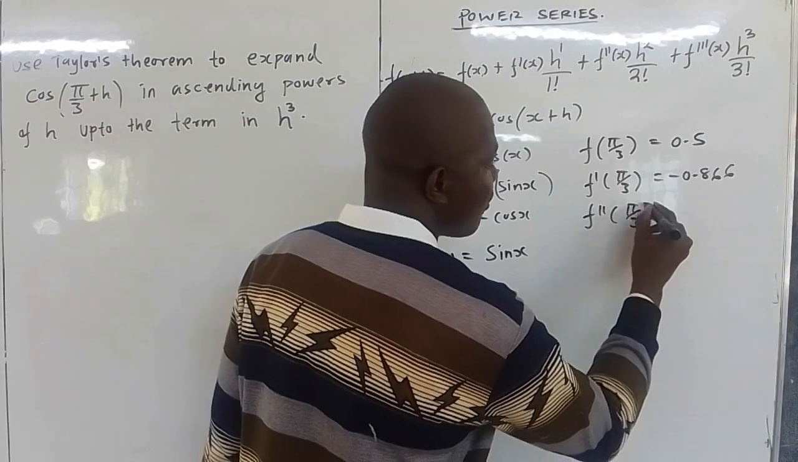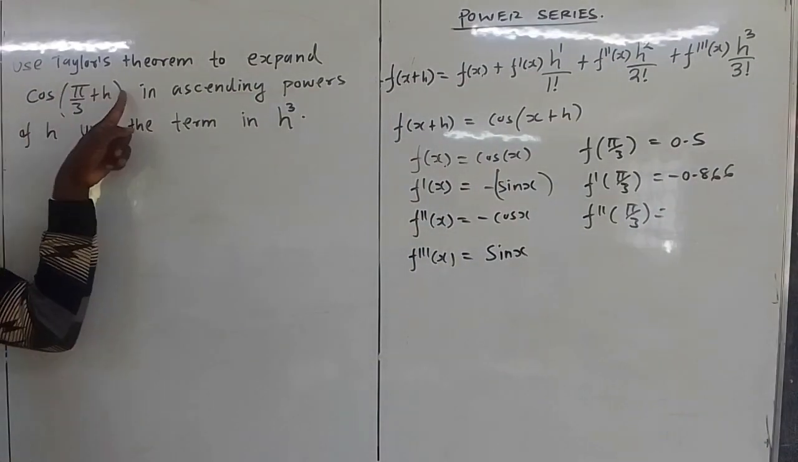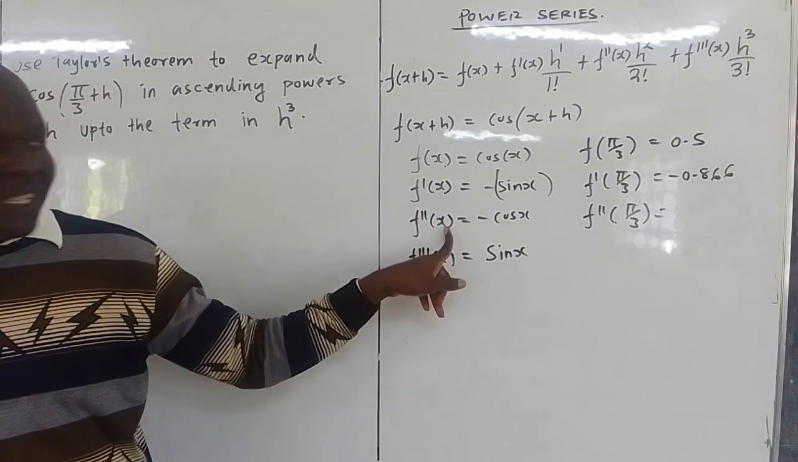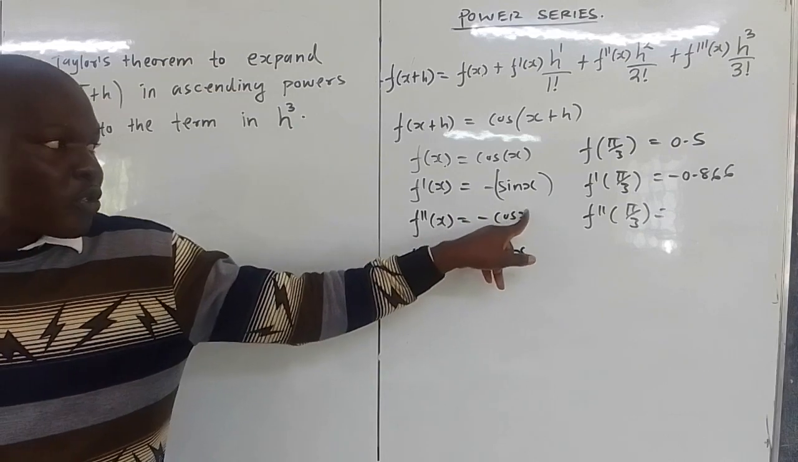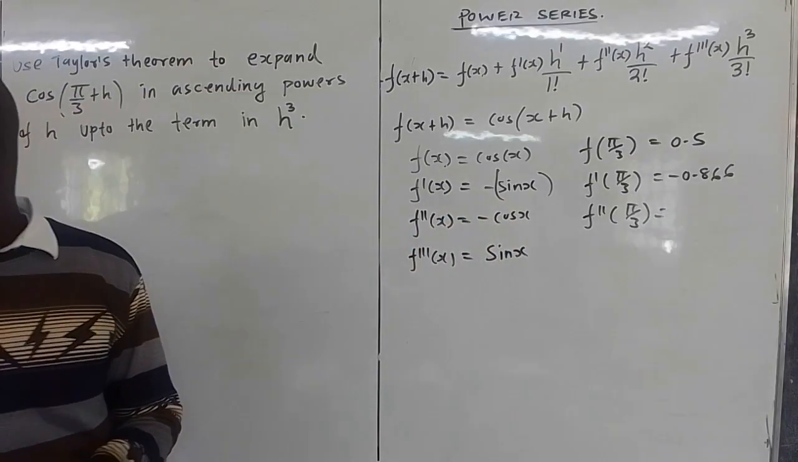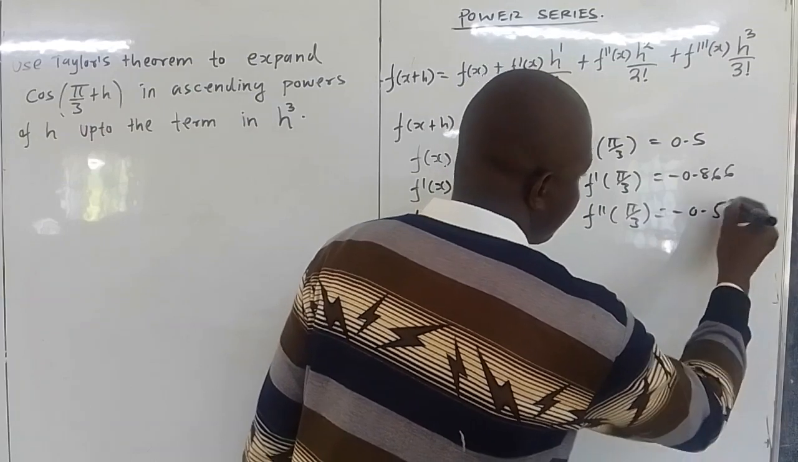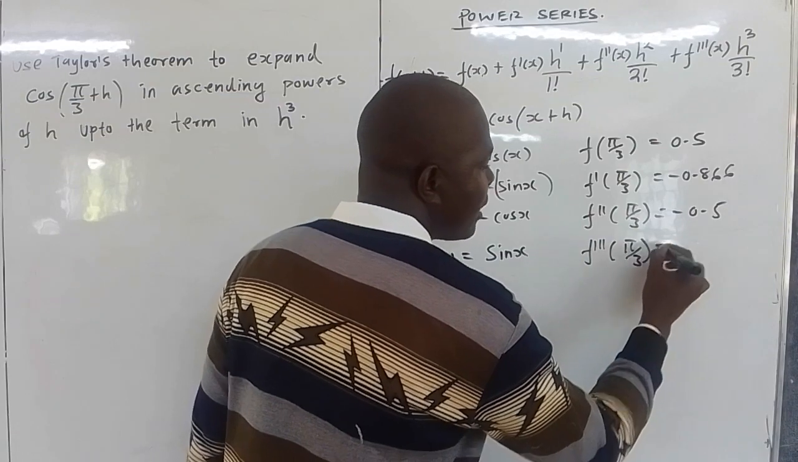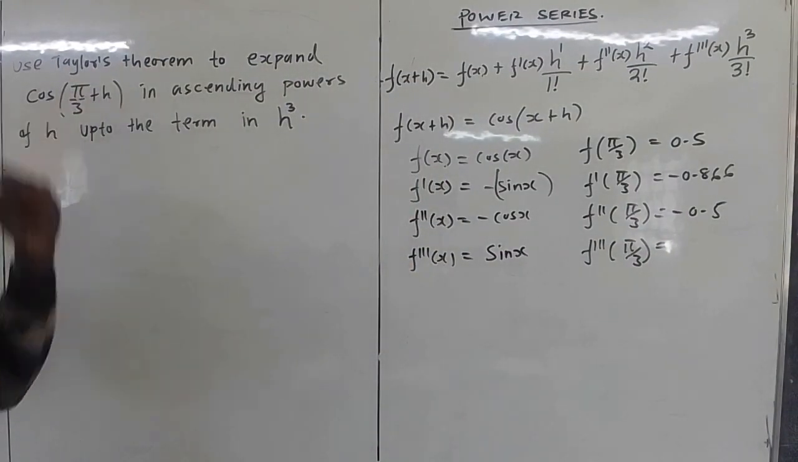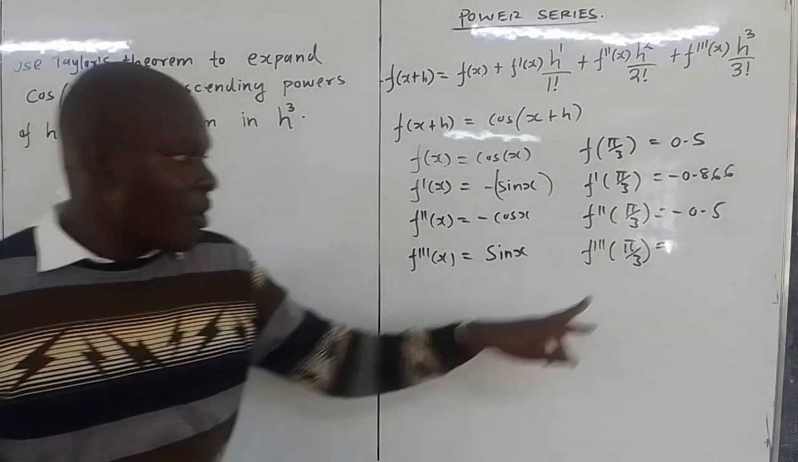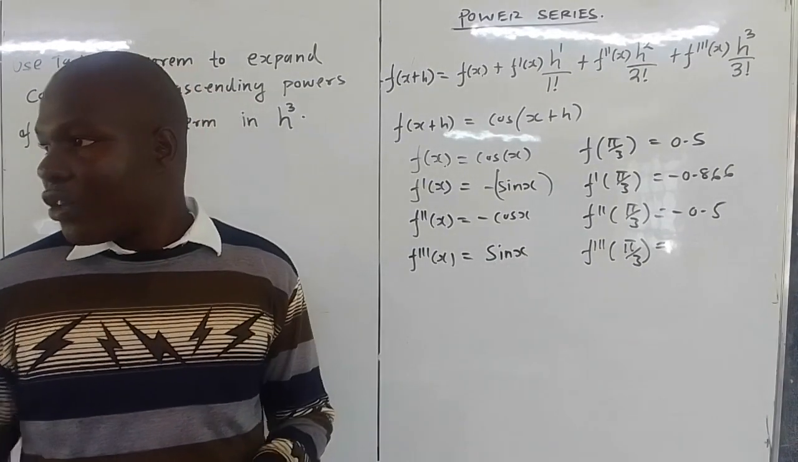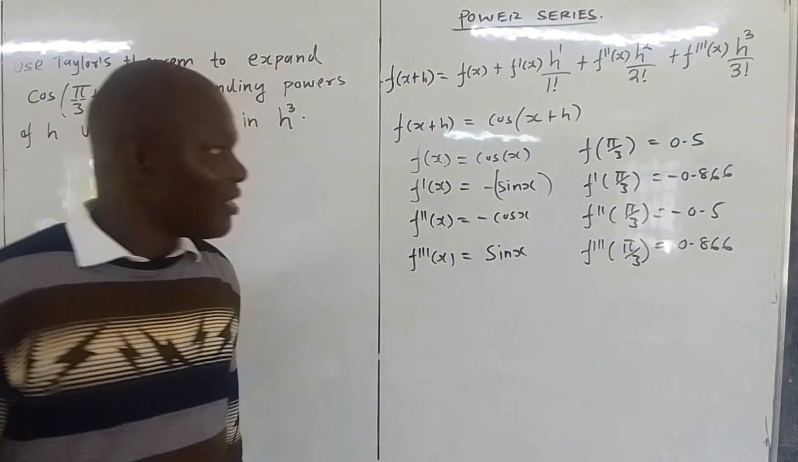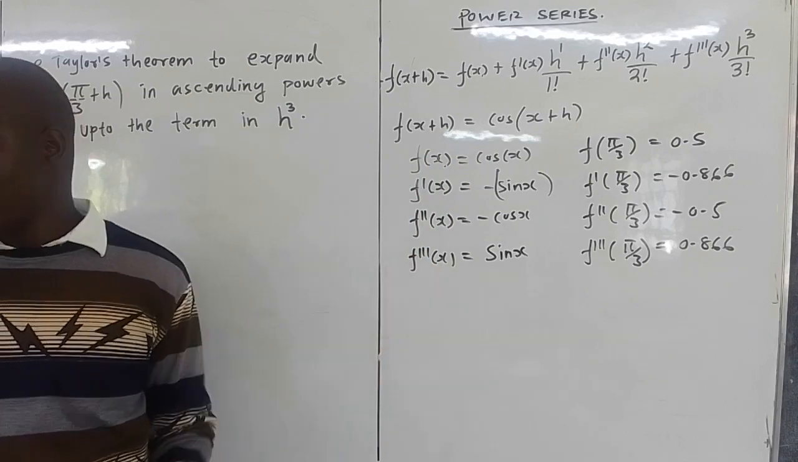F double prime of pi over 3. Remember our x, because this is x plus h, meaning our x is pi over 3, isn't it? Where there is x, you put pi over 3. So f double prime of pi over 3 is negative cos pi over 3, isn't it? Which is negative 0.5. Move to the next one. F triple prime of x, and our x is pi over 3. So f triple prime of pi over 3 is sin pi over 3. You get 0.866. So have you seen we found all the functions, isn't it?